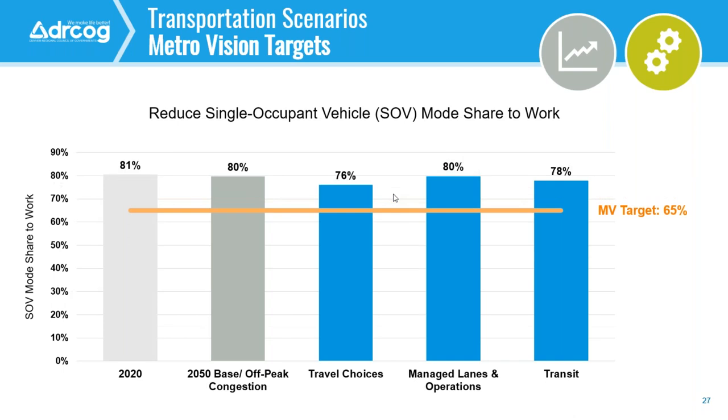Another one we have is reducing the single occupancy vehicle mode share to work. The MetroVision target here is 65%. Again, none of these really moved the needle significantly in getting us towards that target.